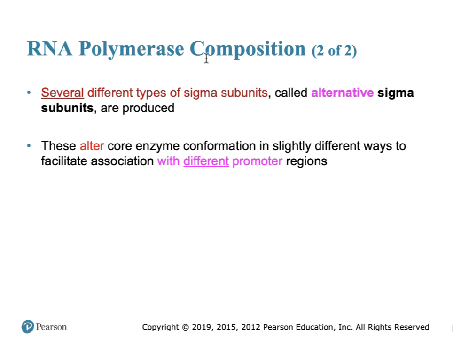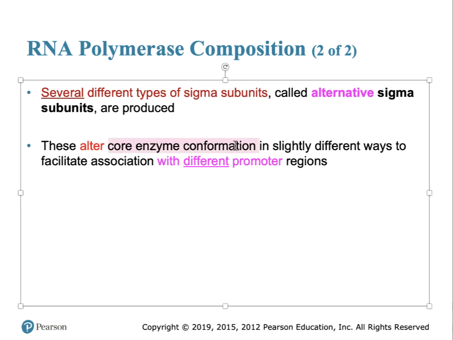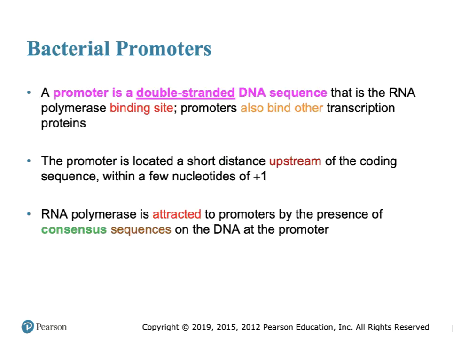The reason is that the sigma factor can be substituted out for one of several different types. So inside an E. coli cell, we find a handful of different sigma factors, and each sigma factor changes the shape of the core enzyme in such a way that it binds to different types of promoters. So different genes can be activated depending on which sigma factor is present inside that cell. All known promoters must be double-stranded DNA in order to allow the RNA polymerase to attach.